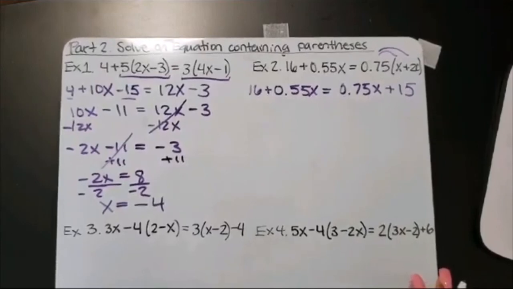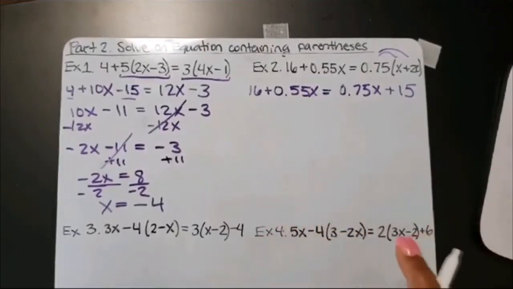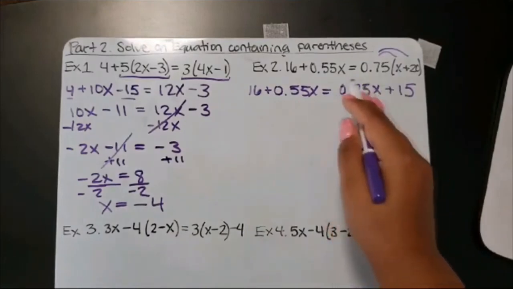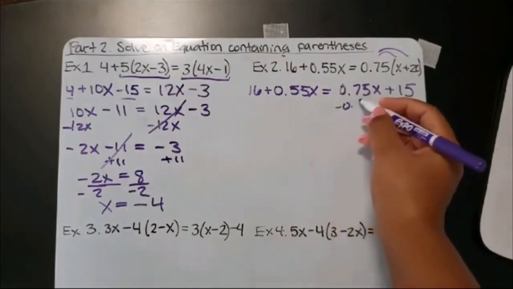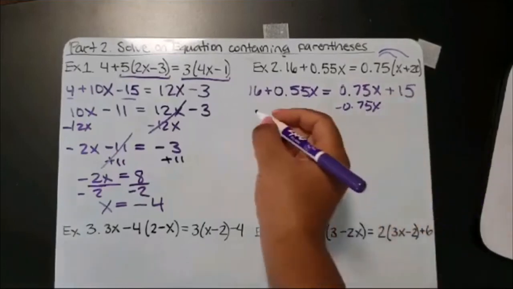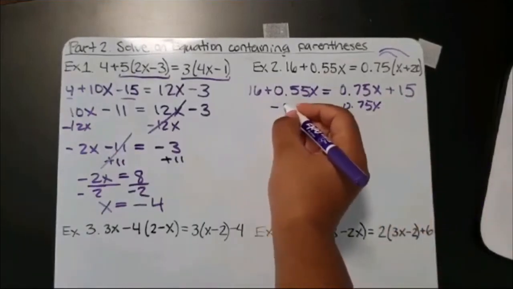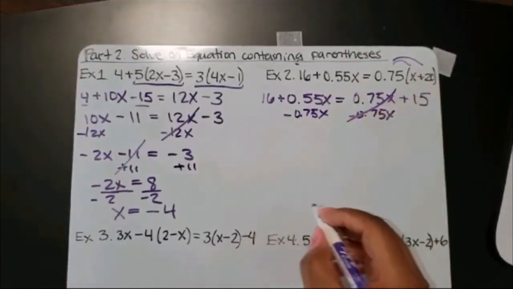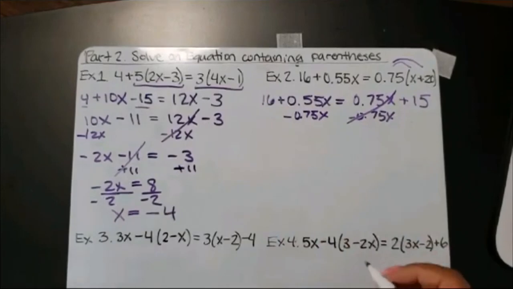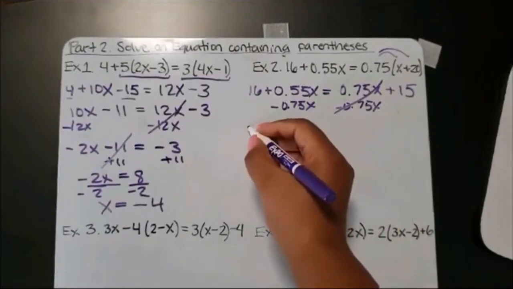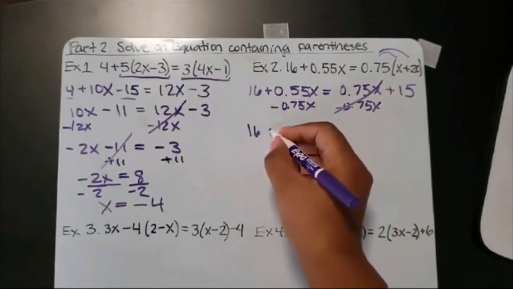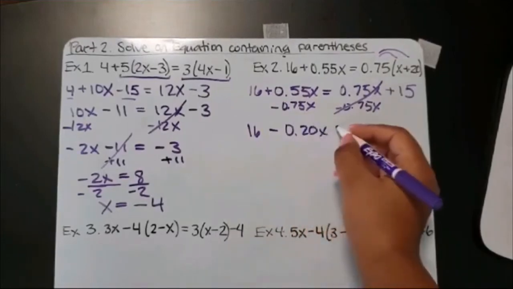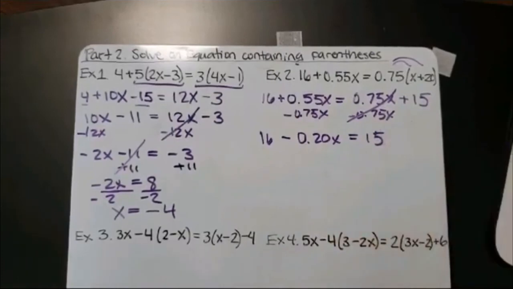Now from here, both sides are simplified. So because this is positive, we can subtract 0.75x from both sides. And we will be left with 16 minus 0.20x equals 15.